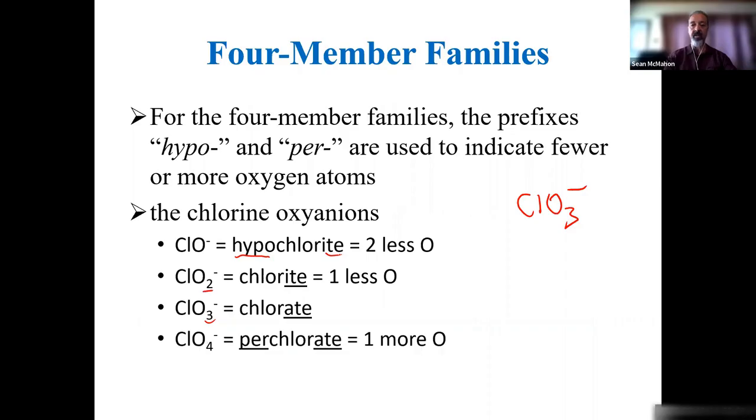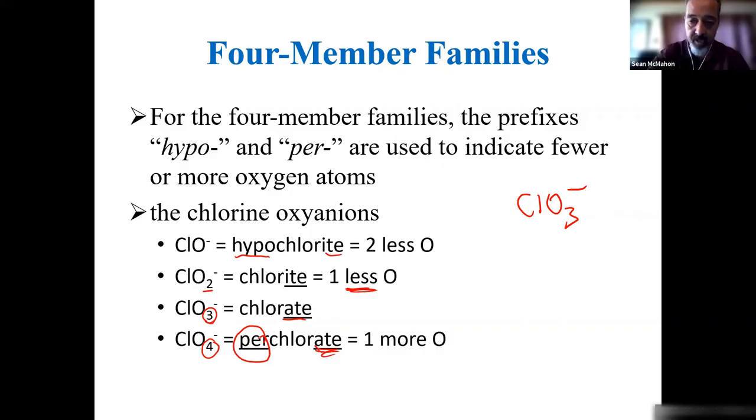The 4th is, now I don't have 3, I have 1 more. So I still keep the ate suffix. It's not ite because I'm not less, I'm more. So I keep the ate, but now I add the per prefix. I know you would think hyperchlorate, but no, it's perchlorate.